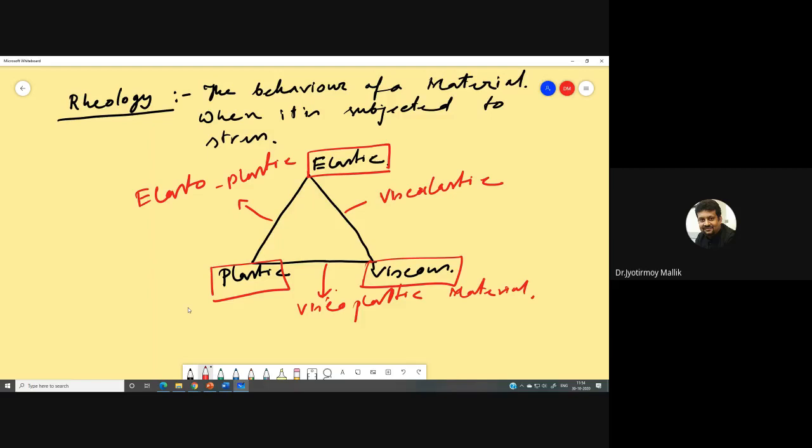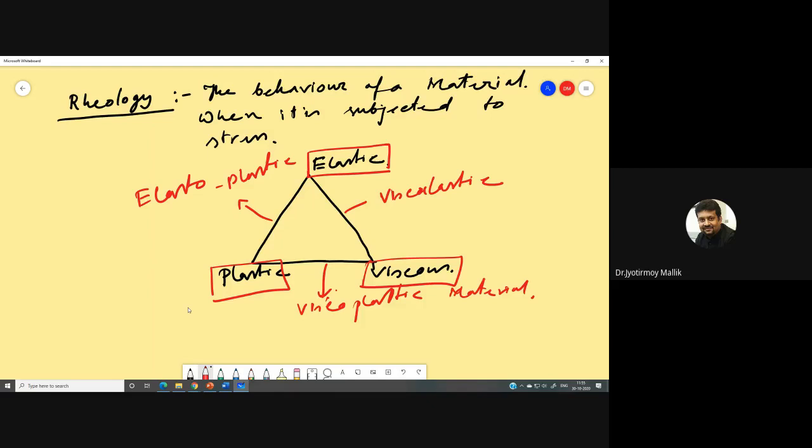Elastic rheology is defined when something gets strained linearly with stress, and as soon as you remove the stress, strain is recovered completely. Okay, that is how we define elastic materials, and then it can be expressed in terms of bulk modulus, shear modulus, and Young's modulus. Okay, depending on what type of stress-strain combination we are looking at.